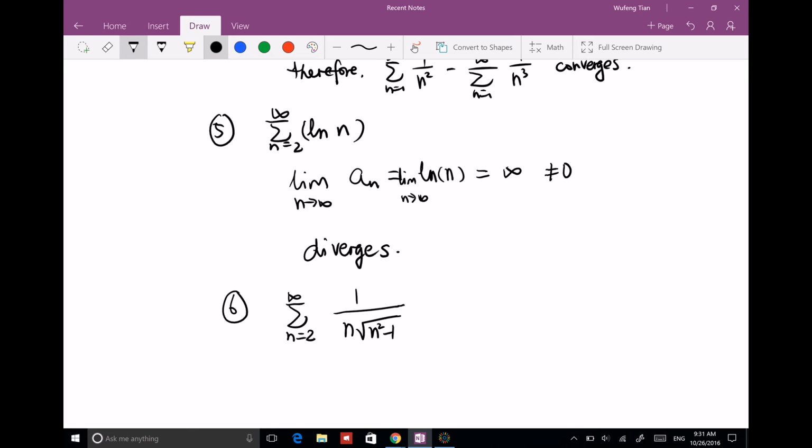So what do you think? Does this one diverge or converge? Anyone?